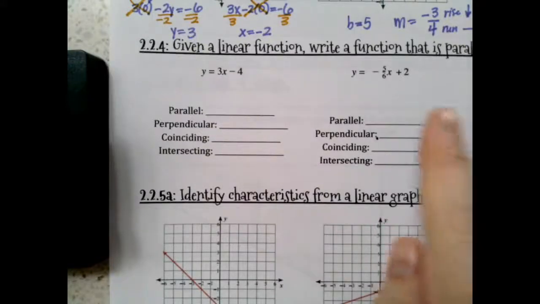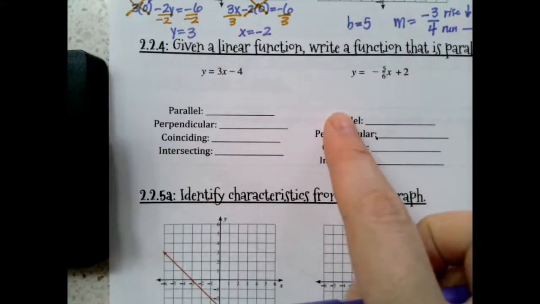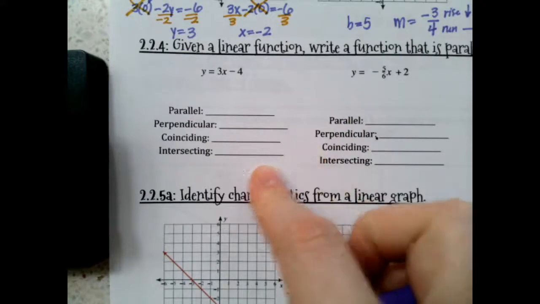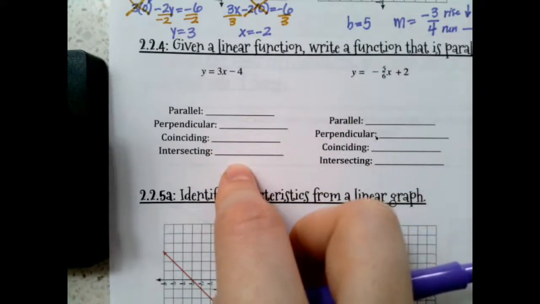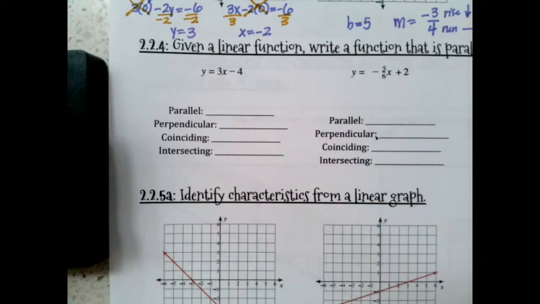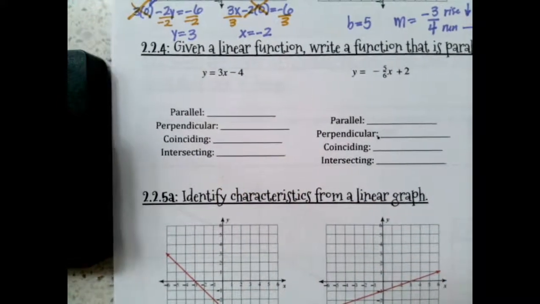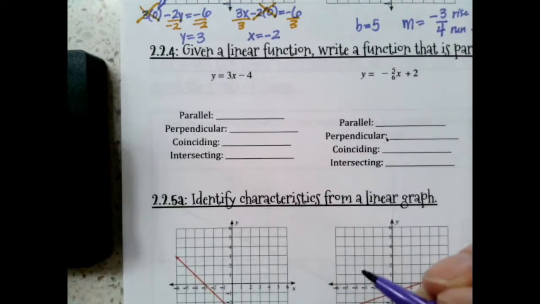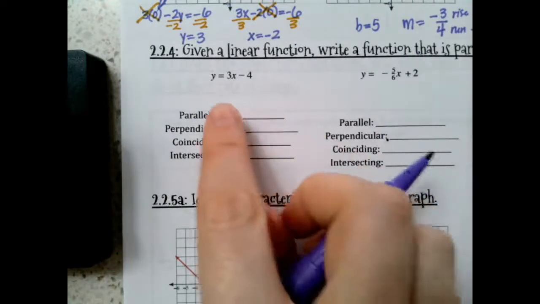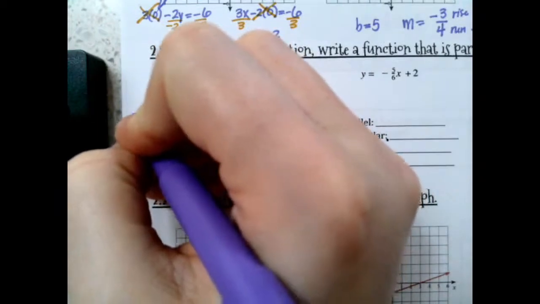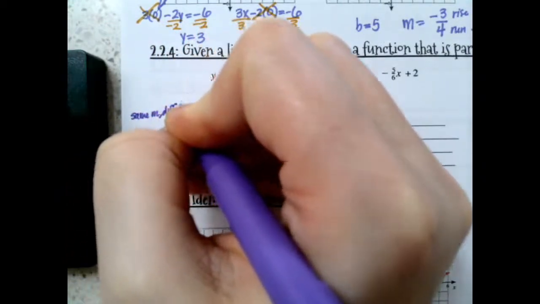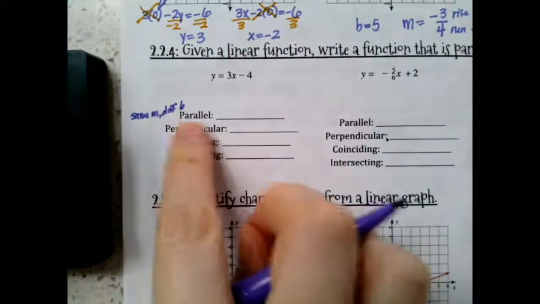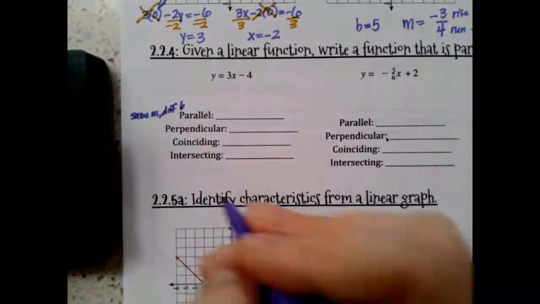Let's go through how to write functions that are parallel, perpendicular, coinciding, or intersecting. So we have 4 types of lines, and we have to know what the pattern is for each. Sometimes even when I'm doing this, I make a little note to myself about what each means. Parallel lines have the same slope, so same m, but a different y-intercept. So same m, different b for parallel.